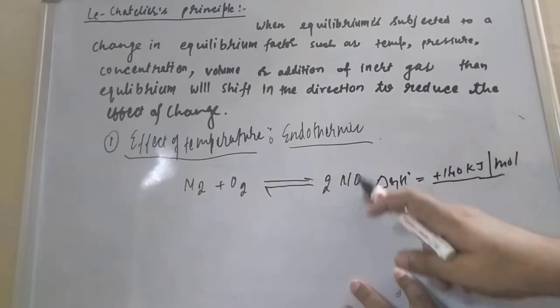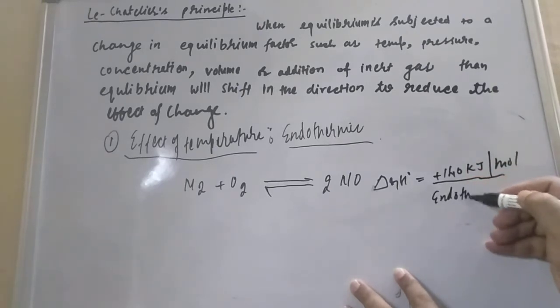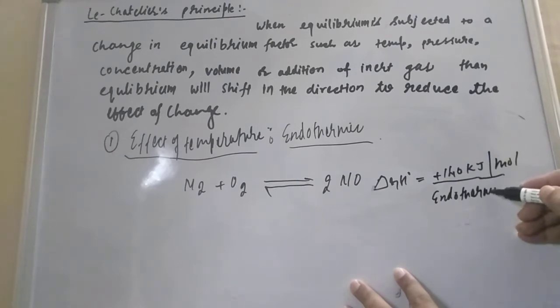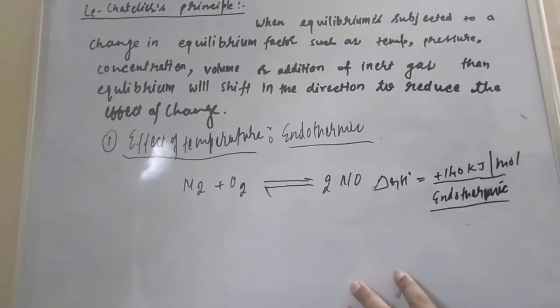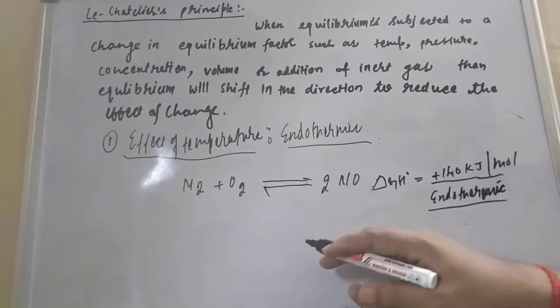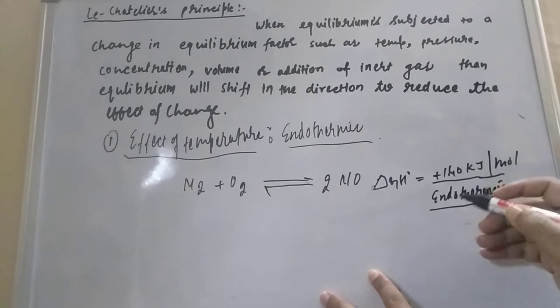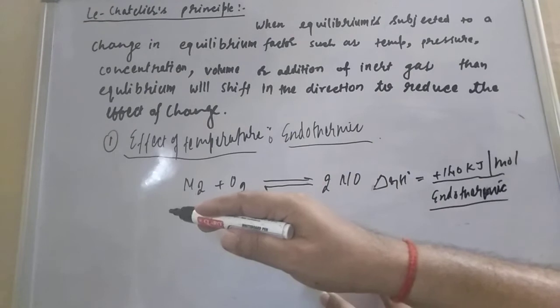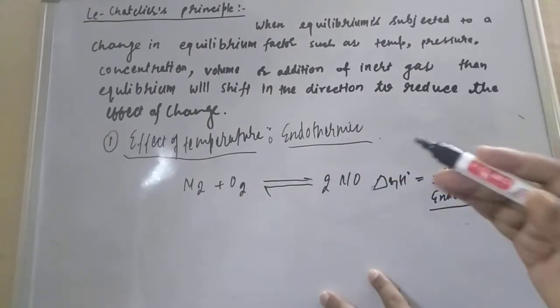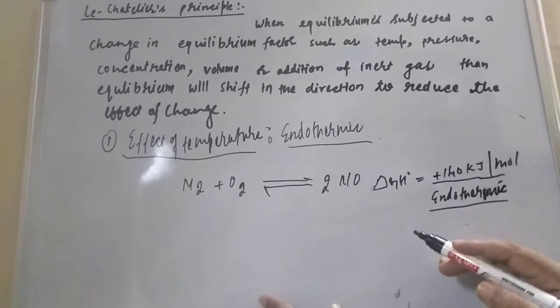The positive sign means the reaction is endothermic, meaning this much energy is required. So when you increase the temperature, the equilibrium will always shift in the forward direction for an endothermic reaction. The equilibrium will shift in the forward direction in the endothermic reaction.